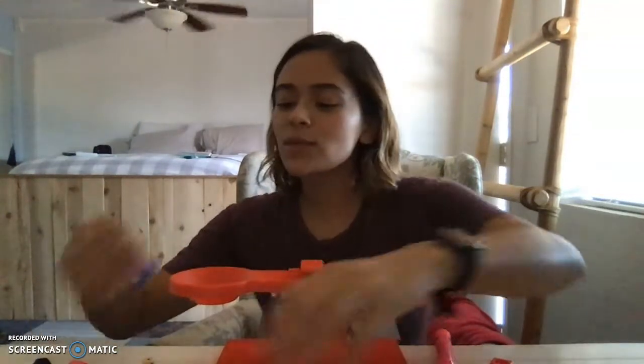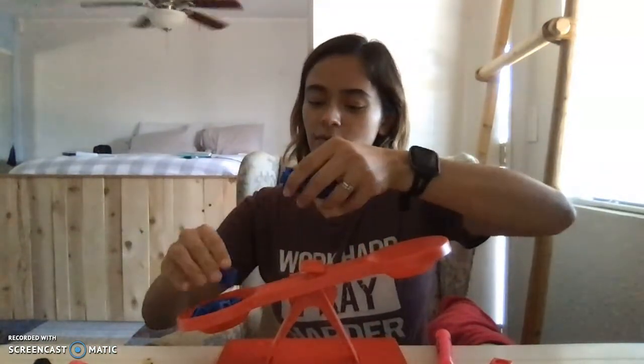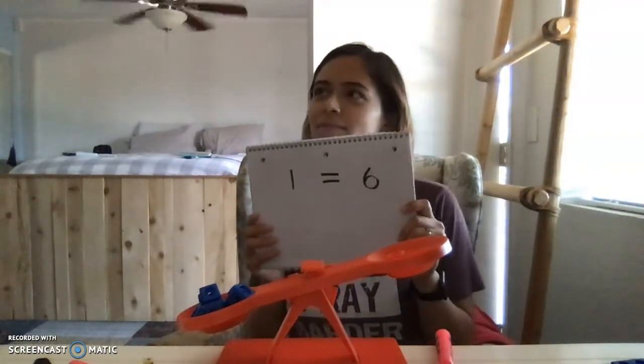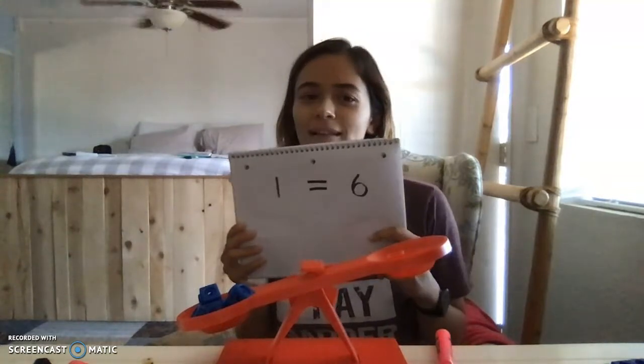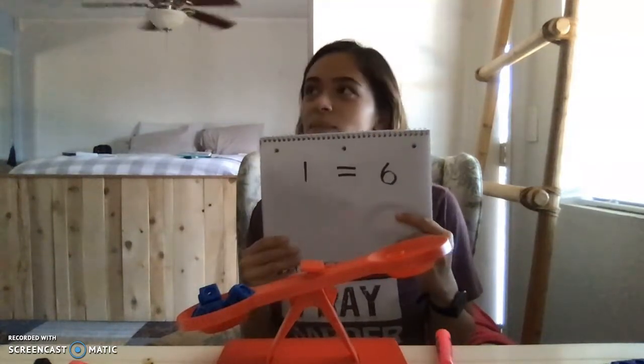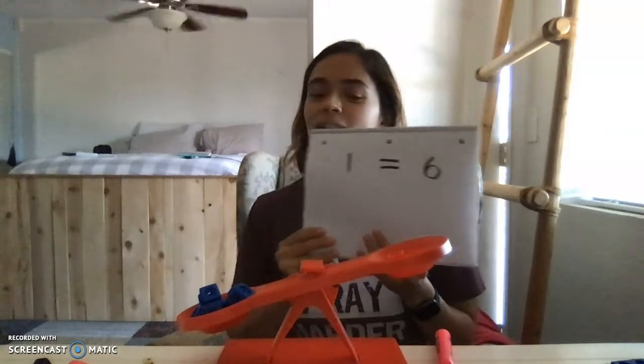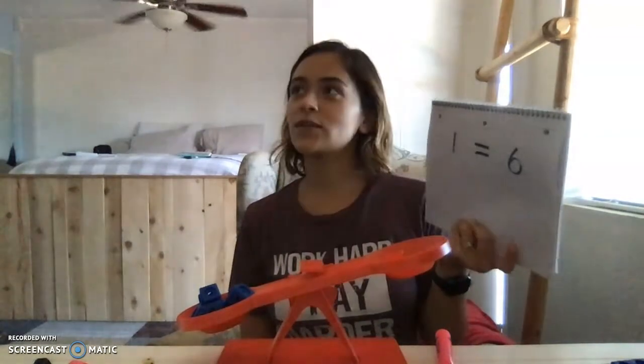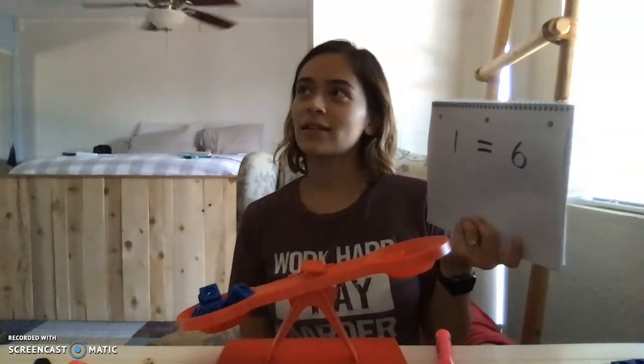Let's put our 6 blocks. We are going to use 1, 2, 3, 4, 5, 6. And what goes on the other side? 1. Now, is that balanced? No, that's not balanced. Which side can I do something to? With the 1. What are we going to do to the 1? We need to add.